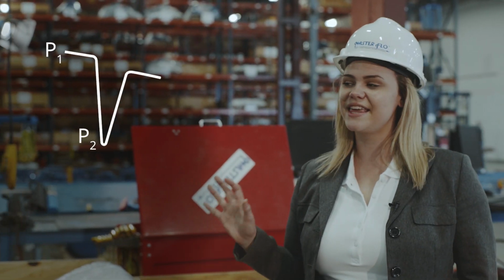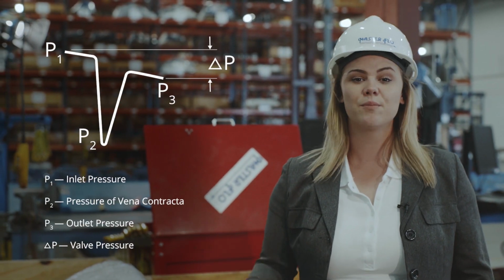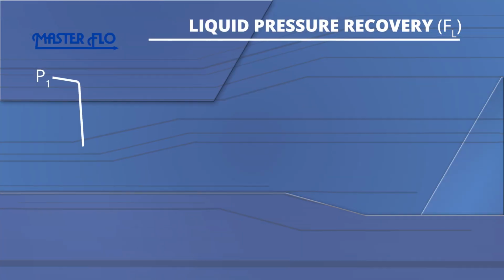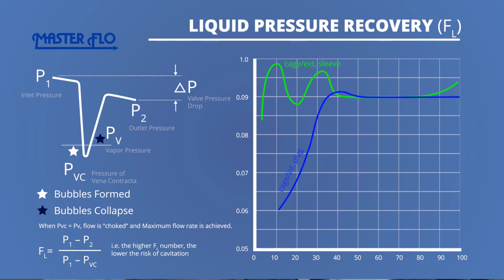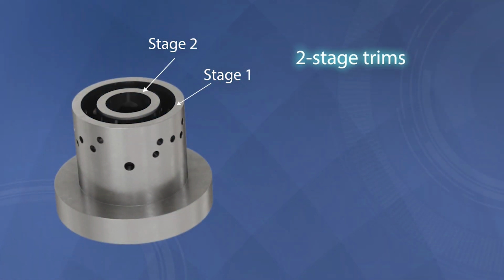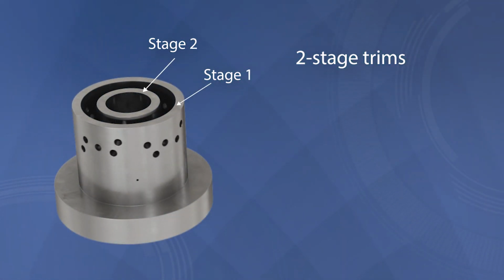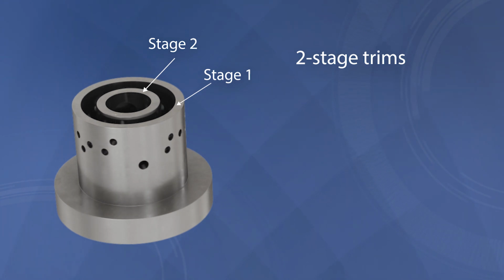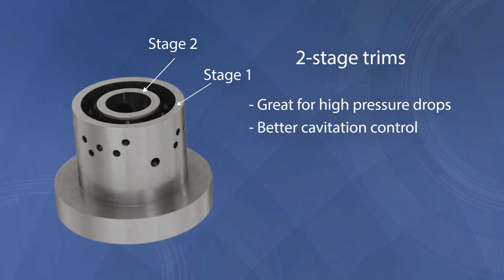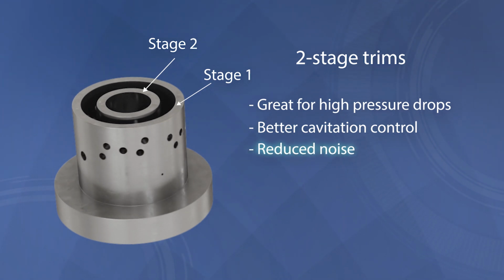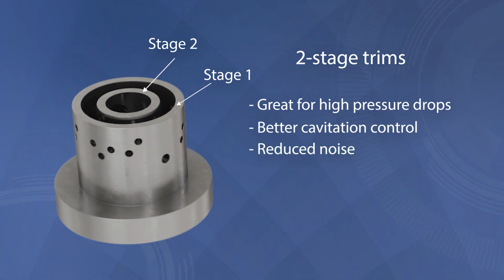As you can see, the cage with the external sleeve design provides a higher FL over a wider range of valve openings. The higher FL number means a lower chance of cavitation and consequently, the risk of damage. For demanding applications with high pressure drops, two-stage trims could be used. They consist of concentric cages which handle pressure drops in stages, reducing pressure dip at the vena contracta. This results in better control over the cavitation and noise.